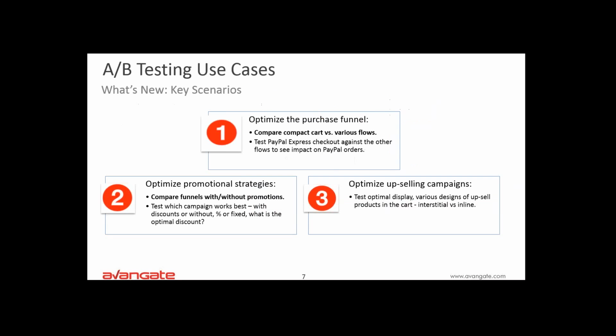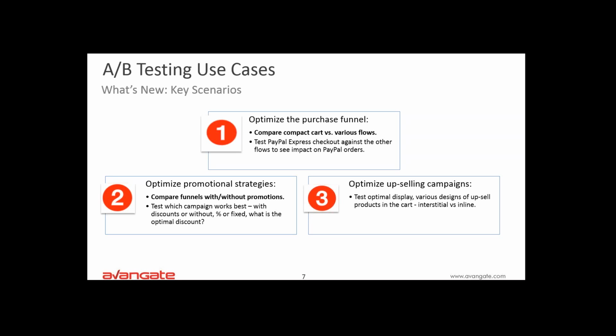Absolutely. And let me just go over a few use cases, what we call key scenarios that you might want to measure and test and draw your own conclusions. So for example, when it comes to optimizing the purchase funnel and increasing that all-important conversion rate, you have to be aware of the fact that Avangate allows you to use an incredible array of purchase flows. And with the new A/B testing enhancement that we've introduced this spring, you can also start to measure your optimizations more than ever.